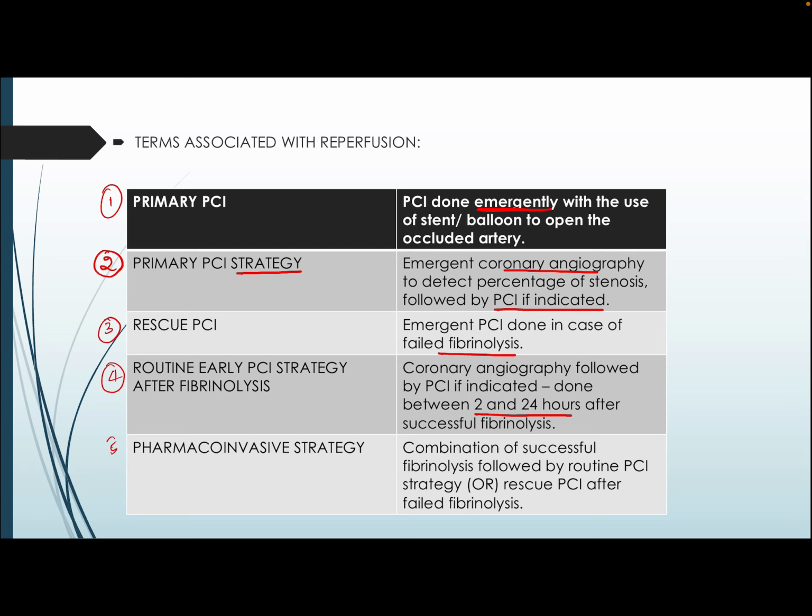And finally, the last point is pharmaco-invasive strategy. This is basically a combination. It's a combination of successful fibrinolysis followed by a routine PCI strategy, or it's a rescue PCI after a failed fibrinolysis. So essentially here you're combining the pharmacological strategy along with a PCI strategy. So these are a few important terms associated with reperfusion.